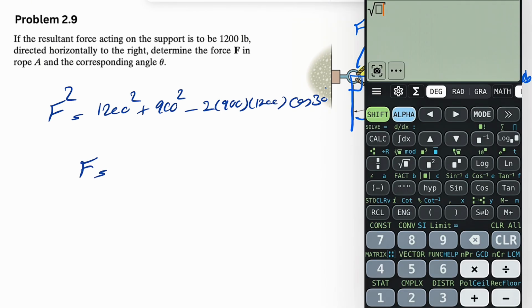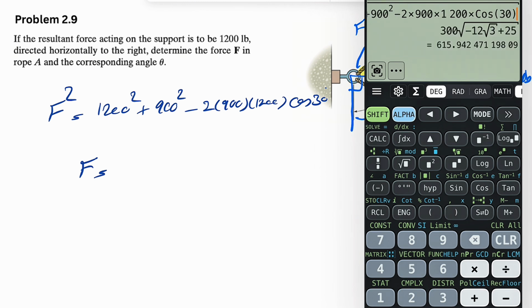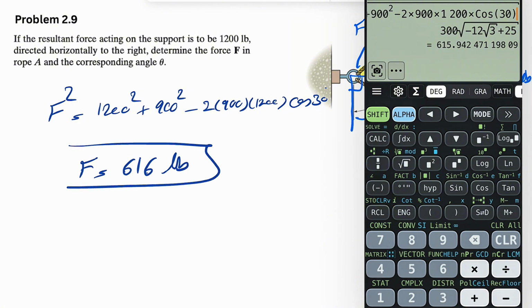Let's see what we get. Our F would be the square root of 1,200 squared plus 900 squared minus 2 times 900 times 1,200 times cosine of 30. And that's going to be, if we just want to report it in 3 sig figs, 616 pounds. So that's going to be our force.